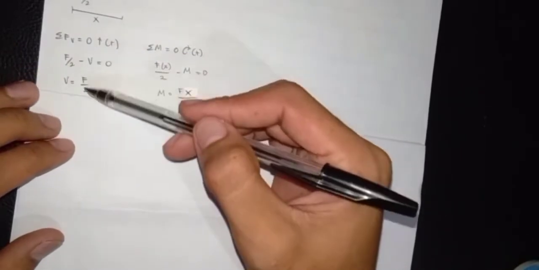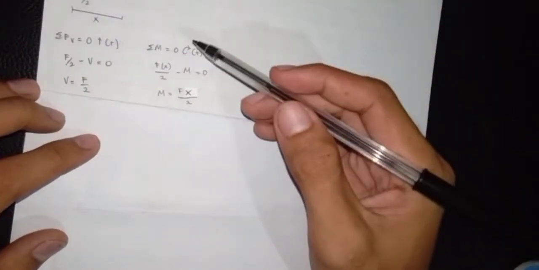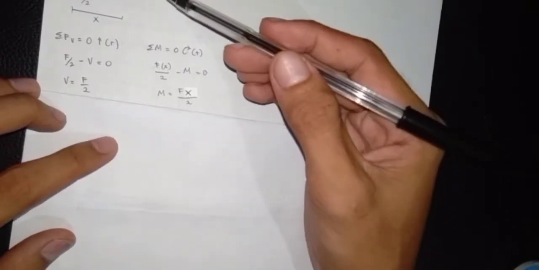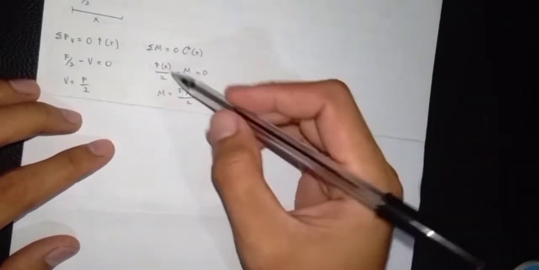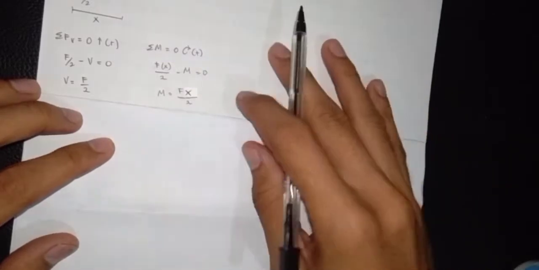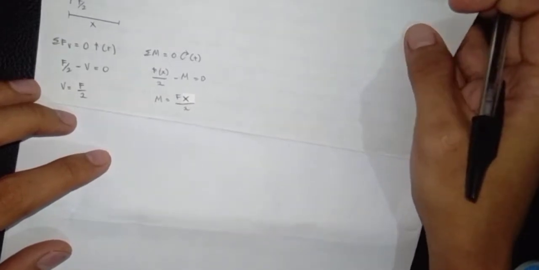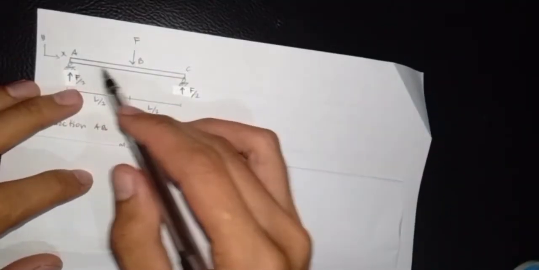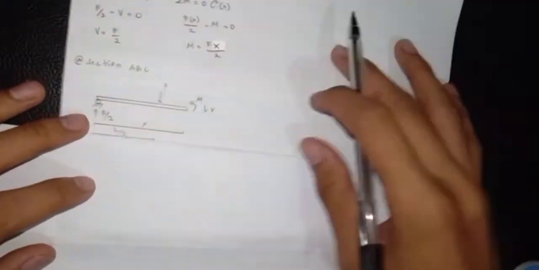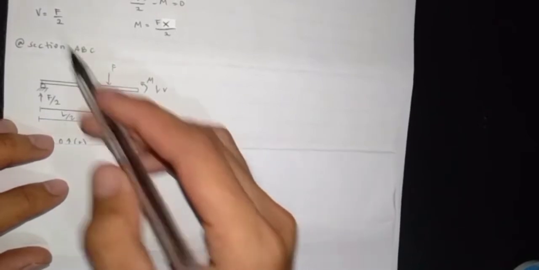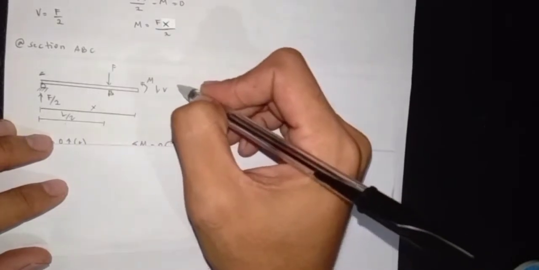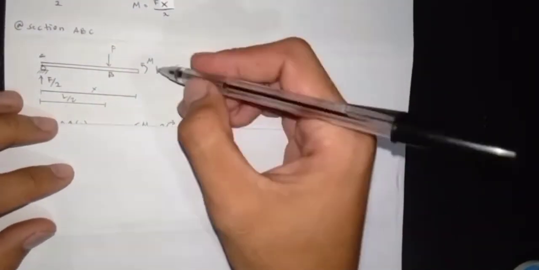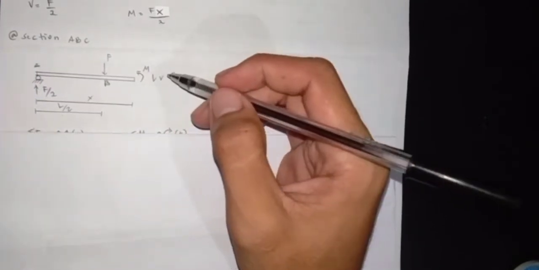At eto na siya, guys. And then kapag naman para naman makuha natin yung moment dun sa cutting section natin is magmo-moment tayo. At ito na yung nakuha nating moment dun sa cutting section natin. And then sunod naman, pag hinati natin yung beam natin sa section A, B, and C, lalabas din dyan yung moment at shear natin.